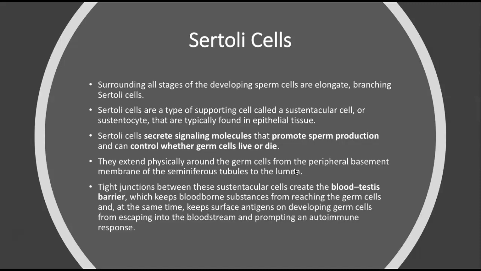the lumen. They have tight junctions between the sustentacular cells, and that creates the blood-testis barrier, which keeps blood-borne substances from reaching the germ cells, and at the same time keeps the surface antigens that are on developing germ cells from getting into the bloodstream, which would promote an autoimmune response.